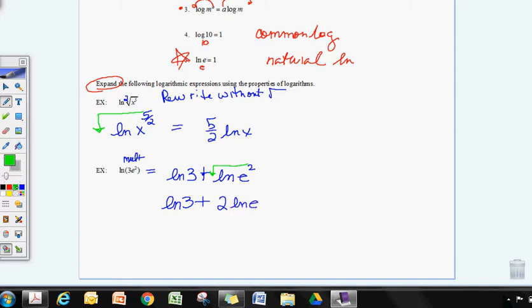But there is a rule that I starred. Natural log of e equals 1. So I get the natural log of 3 plus 2 times 1, or the natural log of 3 plus 2. That would be expanded out.